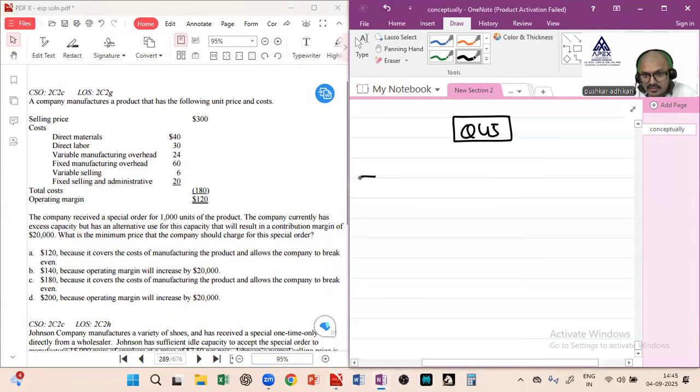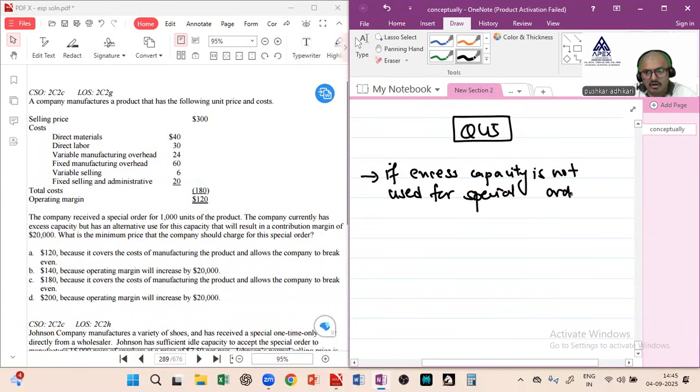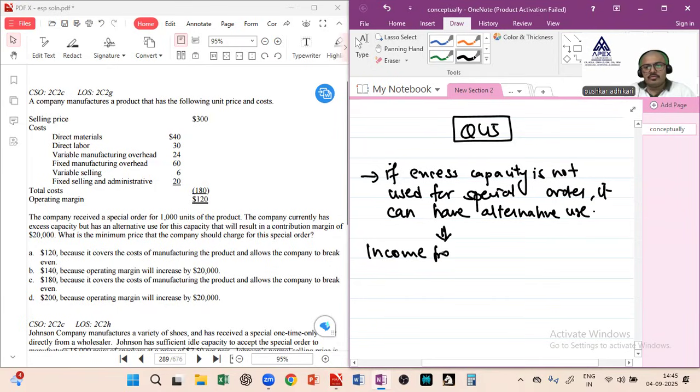Now see, please try to understand. If excess capacity is not used for the special order, it can have an alternative use. Any doubts, any questions? Sir, it's given in the question. Now, what is the income from alternative use? Sir, the income from alternative use is 20,000.